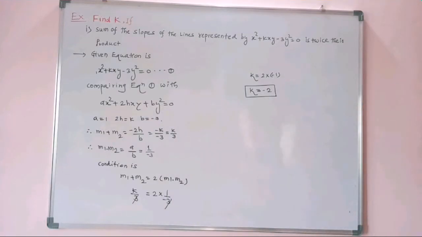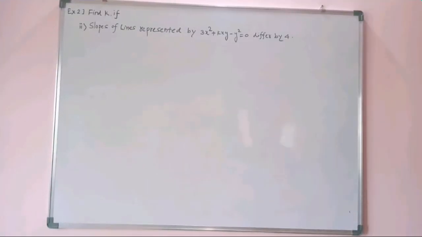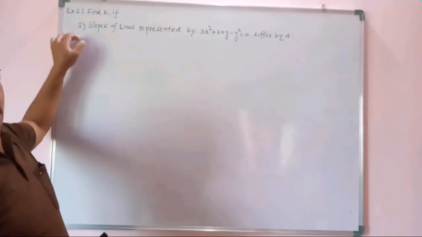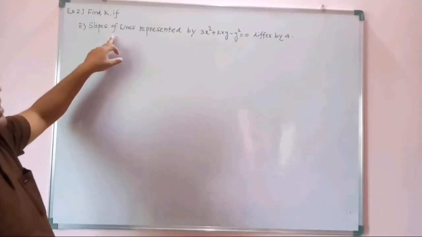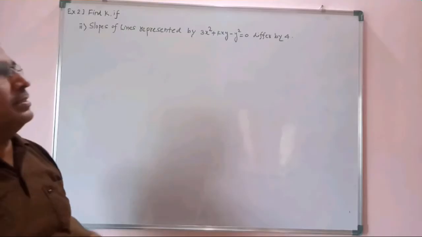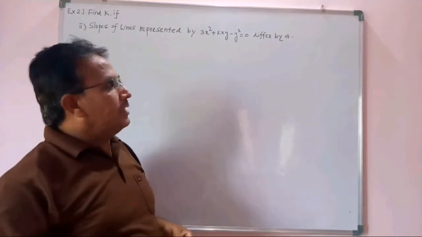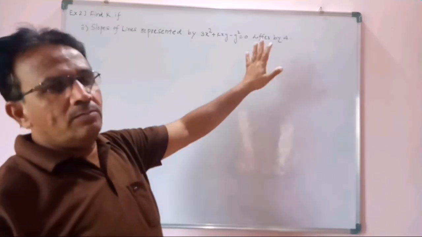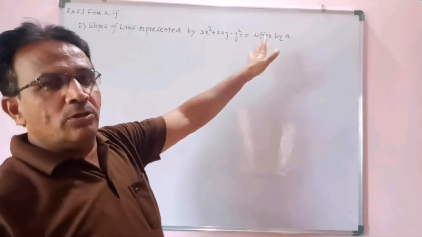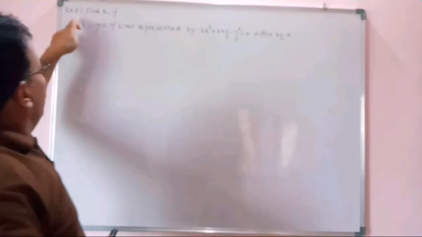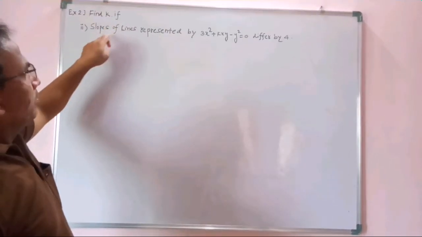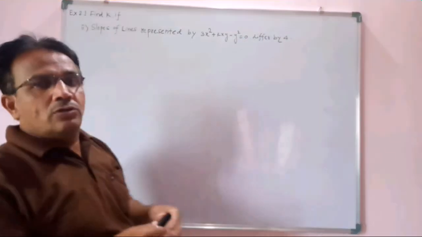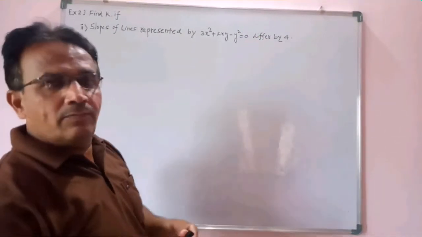Okay. Let us see the next example: find the value of k if the slopes of the lines represented by 3x square plus kxy minus y square equal to 0 differ by 4, which means the difference of the two slopes is 4. The given condition is m1 minus m2 equals 4.